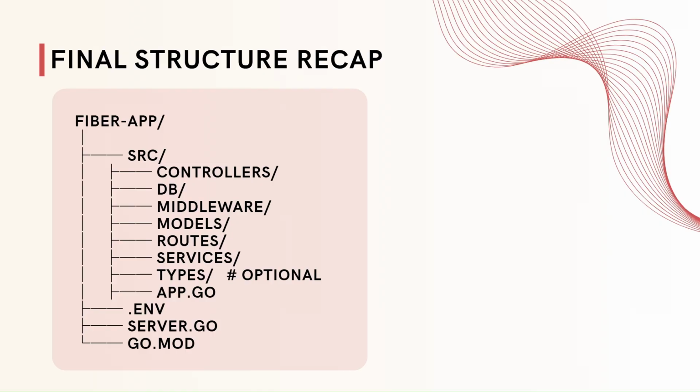Let's have a last recap of our folder structure. The root app, inside which we will have a src folder, inside which we will have all our folders: controllers, database, middlewares, models, routes, services, and types, which is optional but recommended. And app.go, which will initialize our app variable, server.go, which will be in our root directory, which will initialize our actual server, then go.mod, which will define all the modules, and .env, which will manage our secrets.